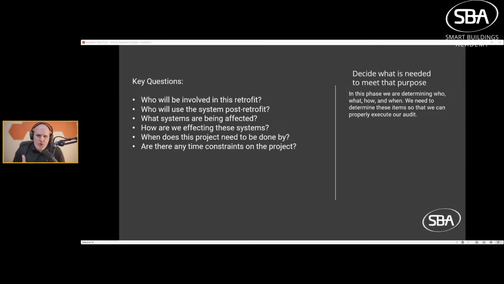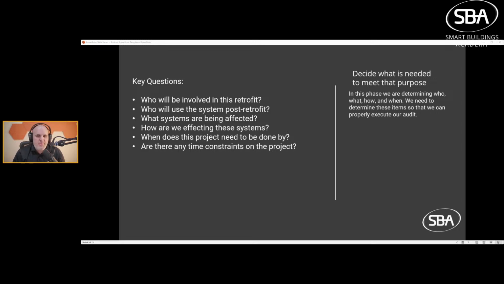Once we know who's going to be involved, and how they're going to use the system, then we can look at what systems are being affected. It's not as difficult as you think. So if we know we're doing a chilled water plant retrofit, then just doing logical deduction, we're affecting the chillers, the cooling towers, the pumps, the piping, the pressure, and the downstream systems, the air handlers with their coils, the VAV boxes, et cetera.